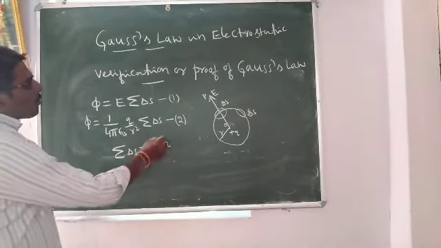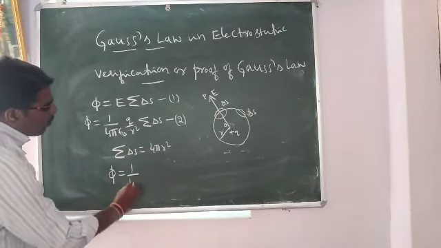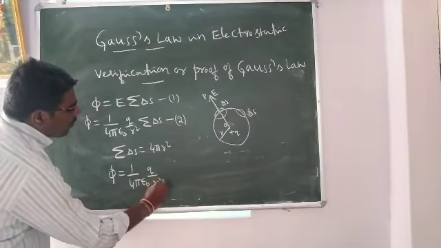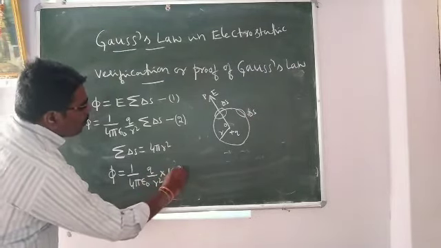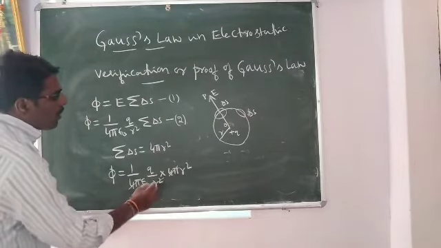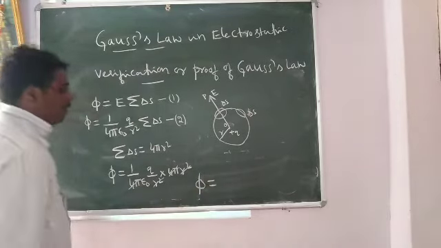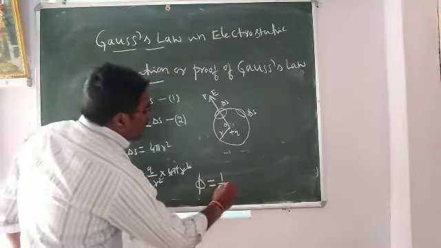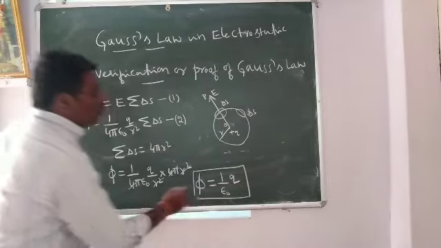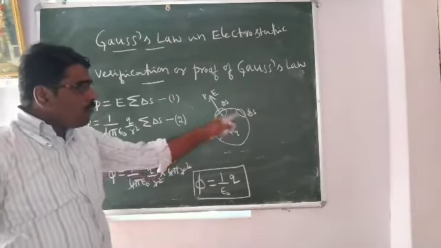Substitute this 4 pi R square value in 2. We get phi is equal to 1 by 4 pi epsilon naught Q by R square into 4 pi R square. 4 pi gets cancelled, R square gets cancelled, where electric flux through the closed surface must be equal to 1 by epsilon naught times total charge enclosed by the surface, according to the Gauss law. This is the proof of Gauss law by using a sphere of radius R.